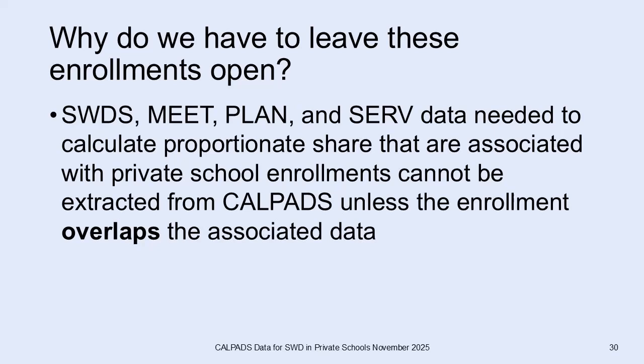However, if you leave the enrollment open and exit it at the end of the year with an E170, then the extract logic says, oh, this student was enrolled at this private school for this duration. So we're going to pull all of the meet records, all of the plan records that were associated with the student, all of the status records for this student. It's much easier to extract the data that way if you leave the enrollment open. It's irrelevant for for-profit private schools. Again, you can use the N470 because you don't want to count those kids in your proportionate share calculation anyway.